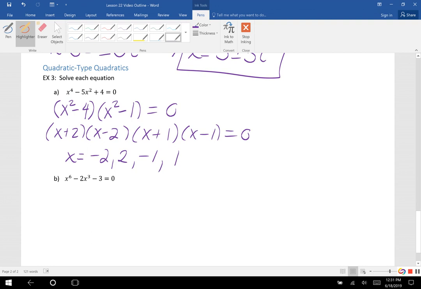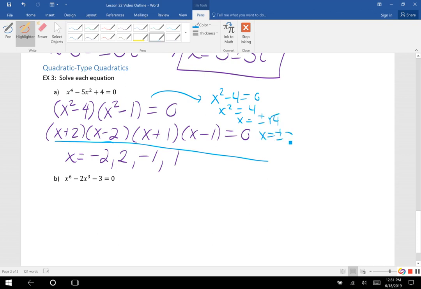Now, you actually didn't have to factor your differences of perfect squares. You could have also set the x squared minus 4 equal to 0, added the 4, and taken the square root, but don't forget that plus or minus. That would give you your 2 and your negative 2. And if x squared minus 1 equals 0, x squared is 1. So x is plus or minus square root of 1, or plus or minus 1.